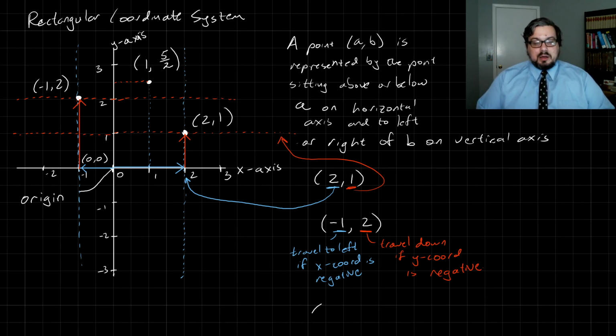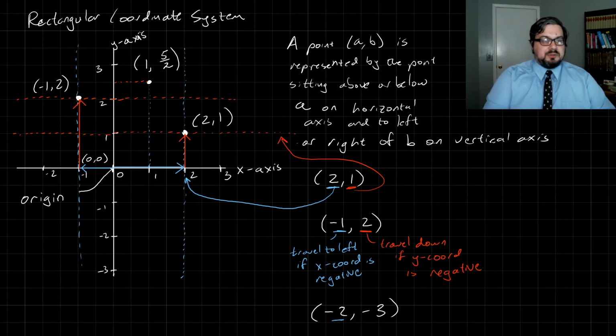All right, one more example here. Let's look at -2, -3. Well, this point has negative x-coordinate and negative y-coordinate. So, to get to -2, -3, I would start at the origin and move to the left by 2. I move to the left by 2 because that's what the first coordinate's telling me. And the first coordinate always tells you the horizontal movement from the origin.